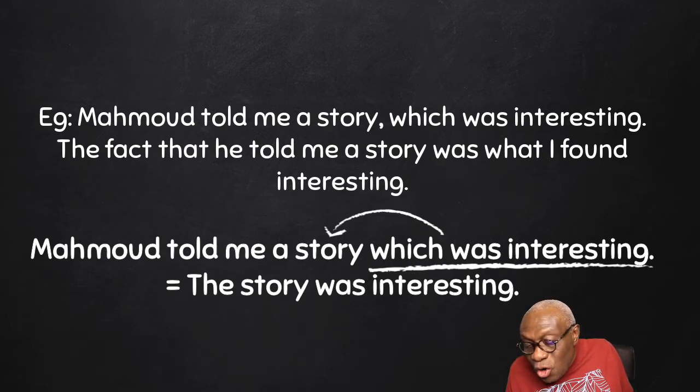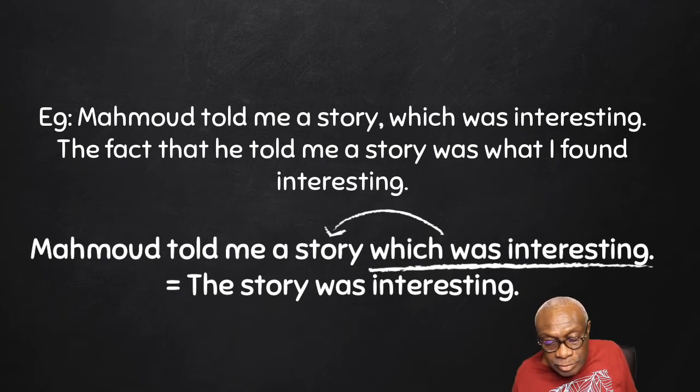Normally there is no comma between adjective and noun, and the noun is qualifying. Because of that, we don't need a comma before which was interesting. But in the preceding example, we use a comma because which was interesting doesn't refer to only a story, but then to a whole idea of Mahmoud telling me a story.